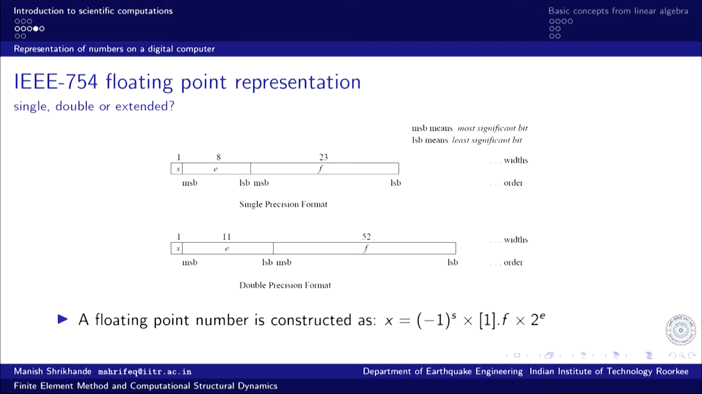So, 1 dot f. That is the fractional part of the mantissa, and that is of course multiplied by 2 raised to the power e. E is the exponent, whatever is the integer representation in the exponent field. So, that gives us the magnitude, the scale of the number. So, we can have a very large number, we can have a very small number. Now, you can see that it is a binary, it is a discrete representation.